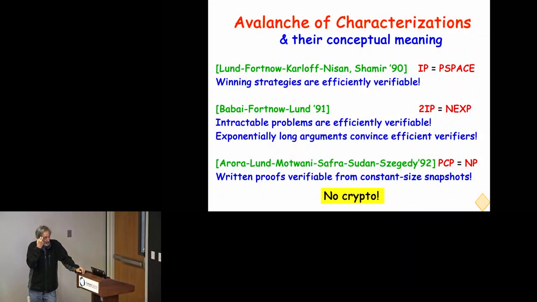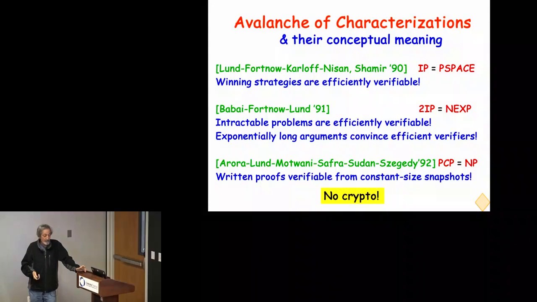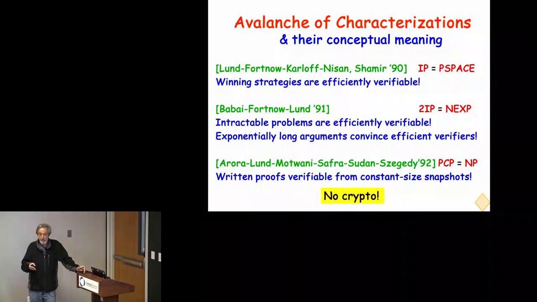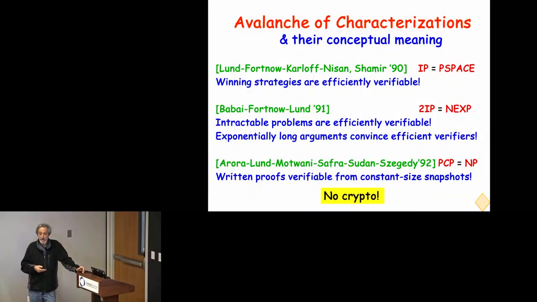The statement about many-prover IP containing non-deterministic exponential time is quite surprising because non-deterministic exponential time is different from P. So it contains problems that cannot be efficiently solved, that require exponential time. Nevertheless, problems that require exponential time, and in fact have exponentially long arguments, can be verified efficiently. So it's another very surprising result.